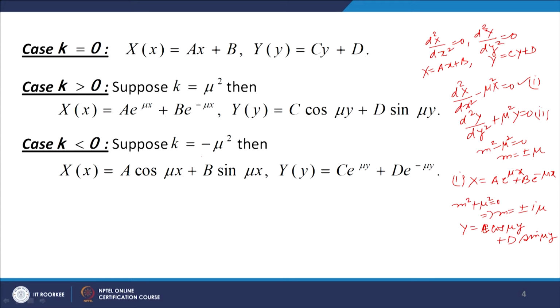And in the case of k less than 0, k can be written as minus mu square, then we will have the equations d square x over dx square plus mu square x equal to 0, where the solution will be x equal to a cos mu x plus b sin mu x. With respect to y, we will have d square y over dy square minus mu square y equal to 0. So, we will get y equal to c e to the power mu y plus d e to the power minus mu y. And so, u x y will be the product of X(x) and Y(y) for the cases k equal to 0, k greater than 0, k less than 0.